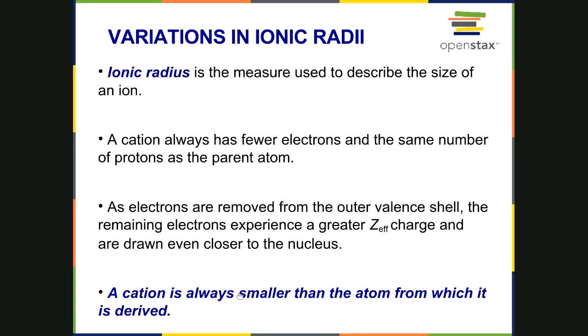Okay. Now, we also see this happening with ions. So when I make a positive ion, I'm going to decrease the amount of electrical interference because there's one less electron. So all those remaining electrons now are going to get pulled closer to the nucleus. So a positive ion or cation has fewer electrons, but the same number of protons as a parent atom. So as a result, when I remove electrons from the outer valence shell, there's a greater effective nuclear charge because there's less interference from the other electrons, and the electrons are pulled closer to the nucleus. So what happens in that case is a cation is always going to be smaller than the original atom that it was derived from.